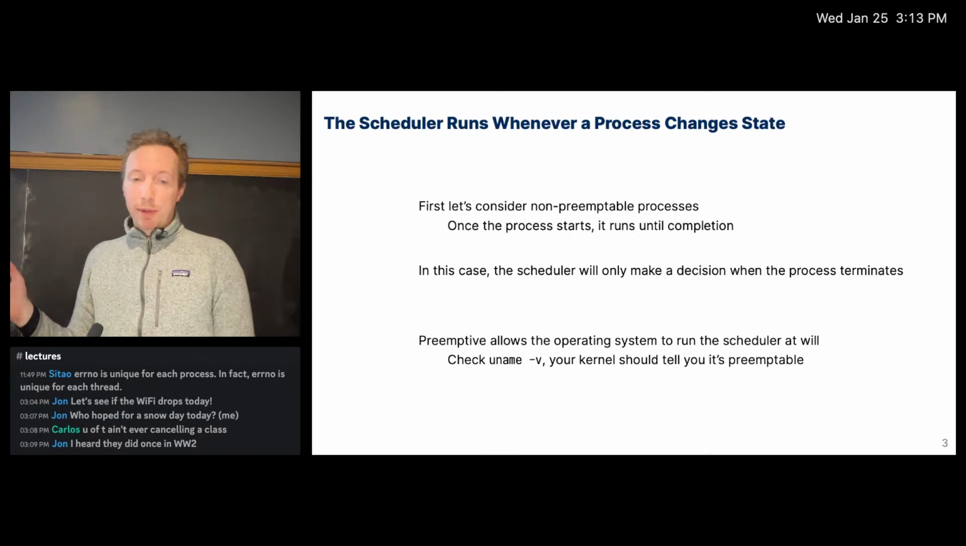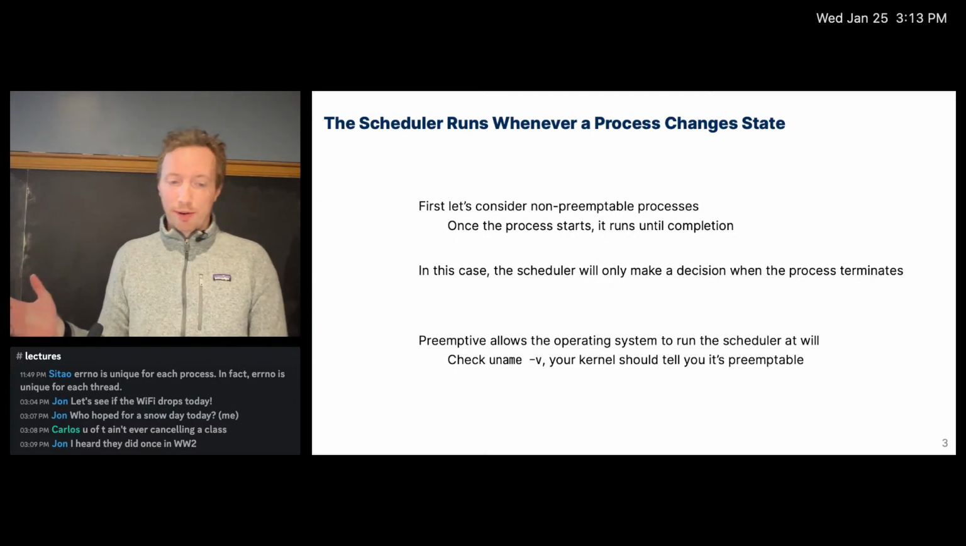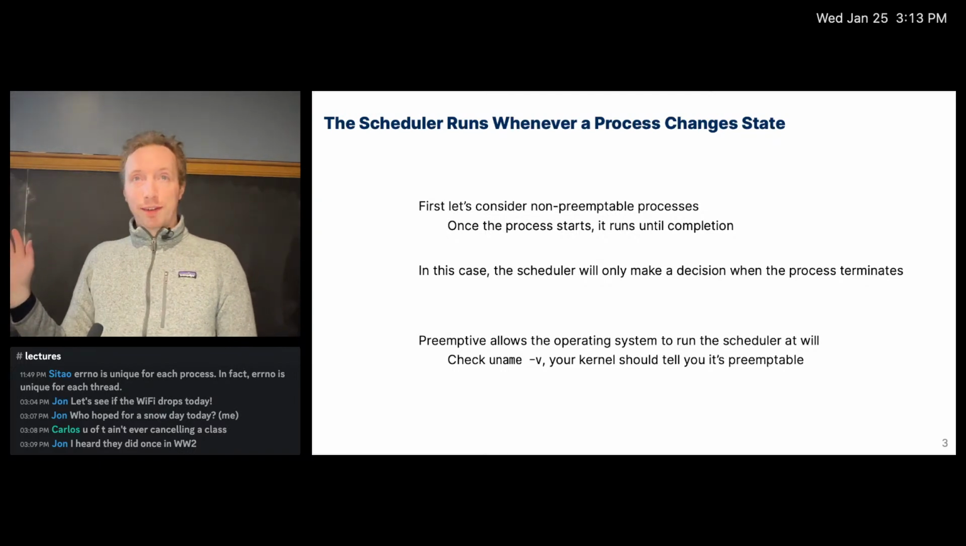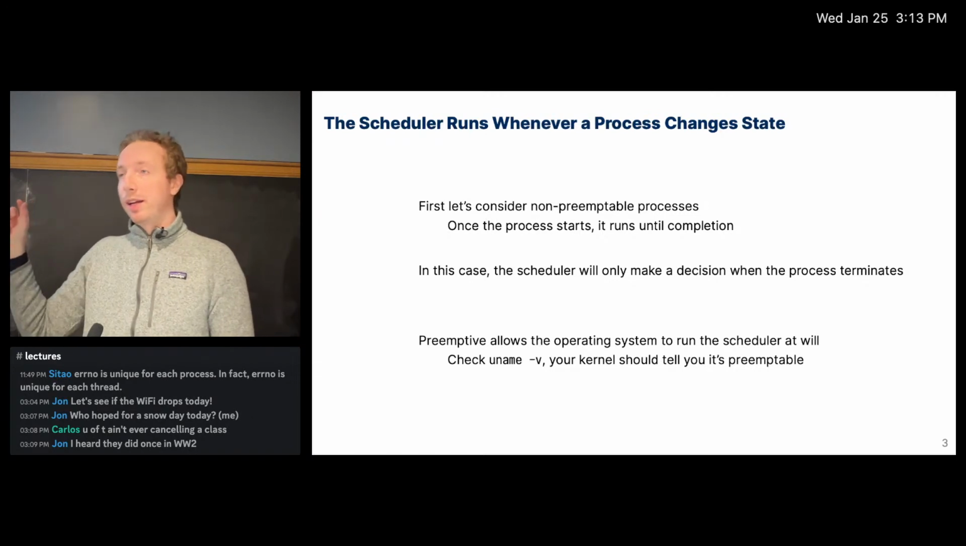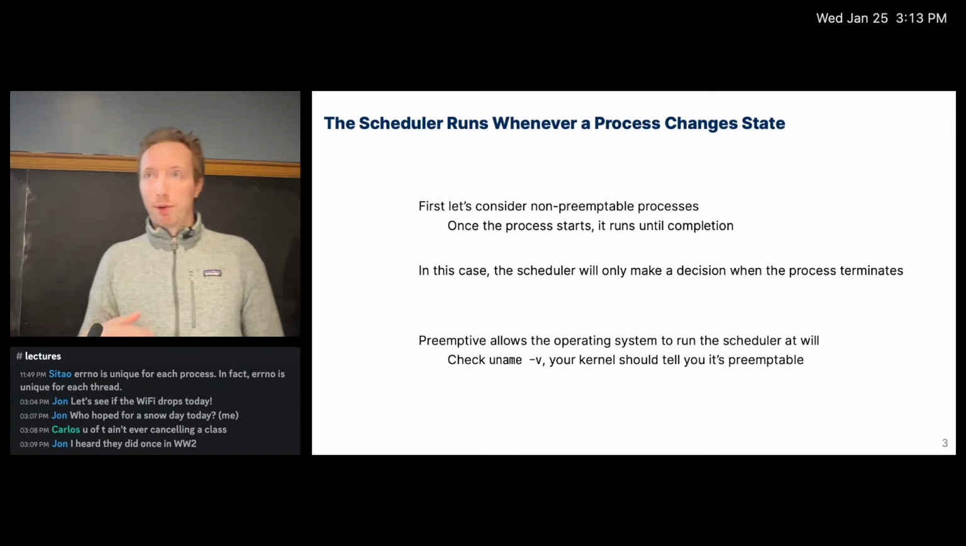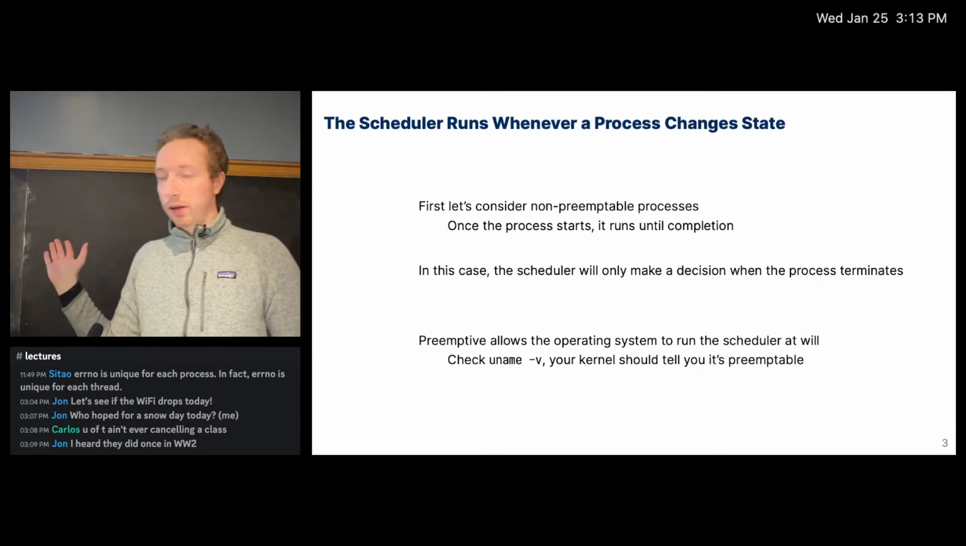And again, preemptive means the operating system runs the scheduler at its own will. So if you do uname -v on your kernel, that's one of the things it will tell you. It will say preempt in it, and that means that it's a kernel that maintains control and will pause your processes and swap them in and out. They don't just run until completion.